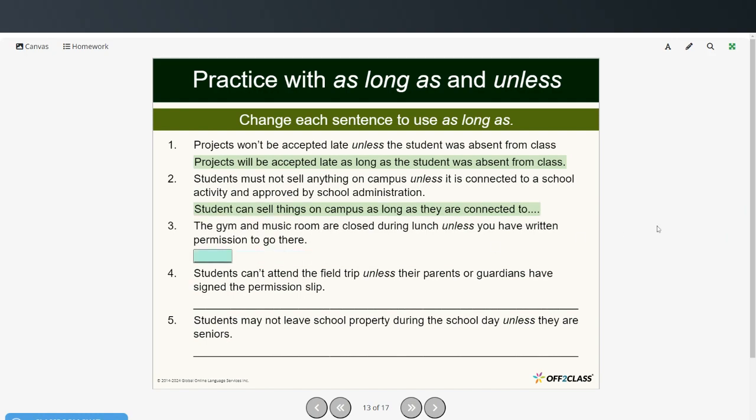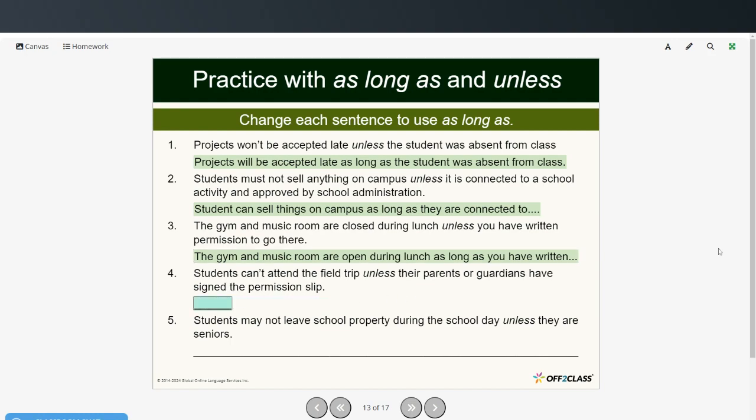The gym and music room are closed during lunch unless you have written permission to go there. The gym and music room are open during lunch as long as you have written permission.